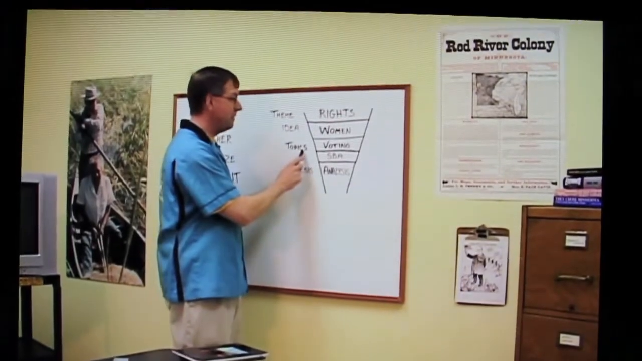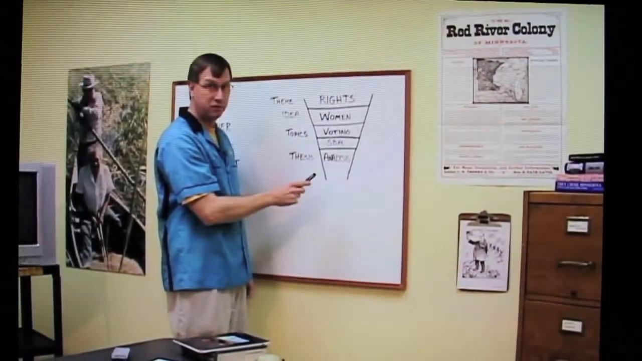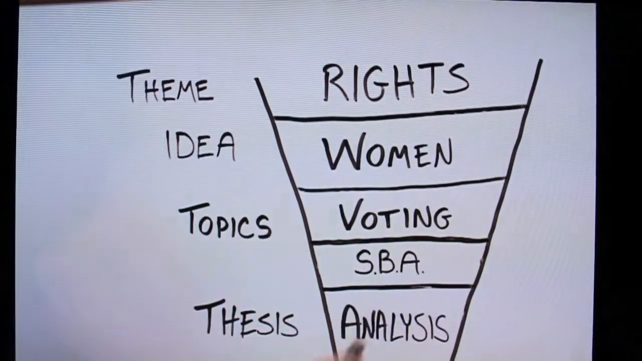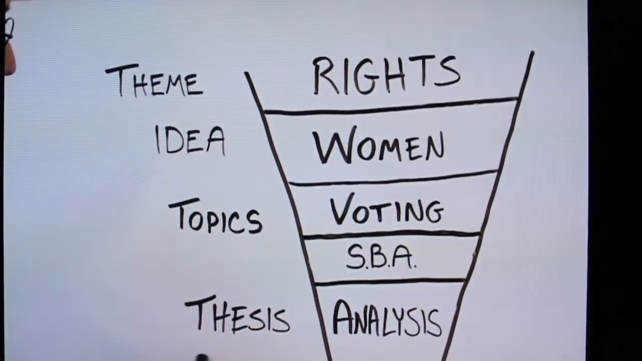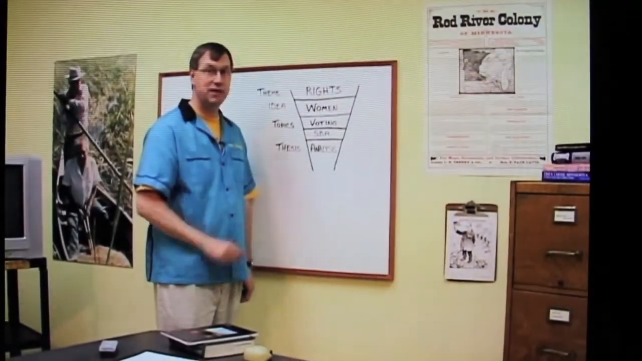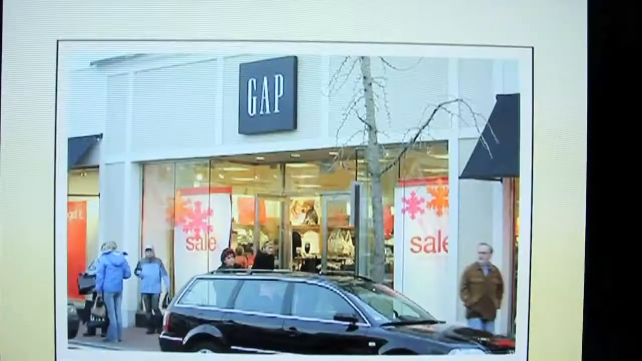You might narrow your topic further to a specific right, like voting, or someone who fought for those rights, like Susan B. Anthony. After that, you need to define issues for analysis, or a thesis statement that explains why your topic is important in history. Once you have selected your topic, the next thing you need to do is GAP.